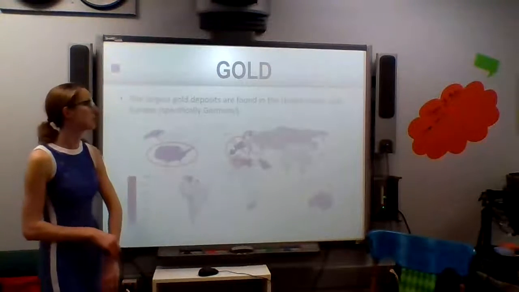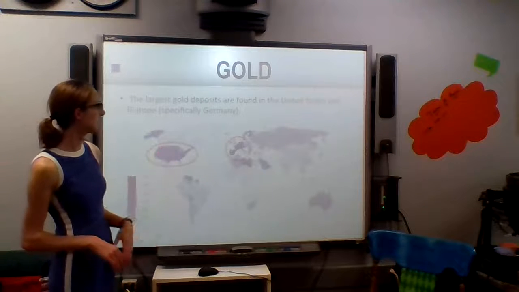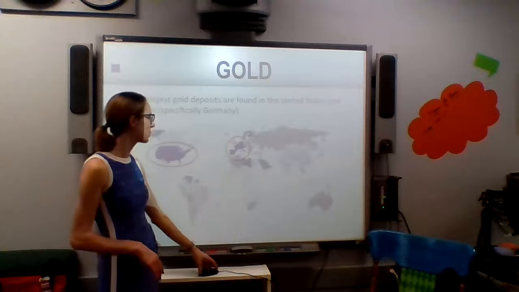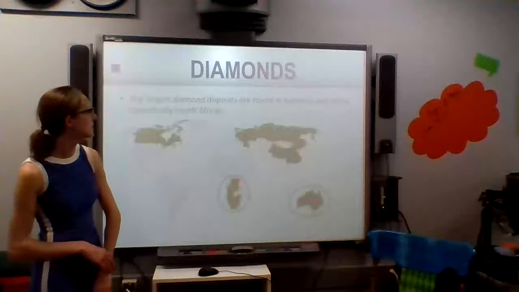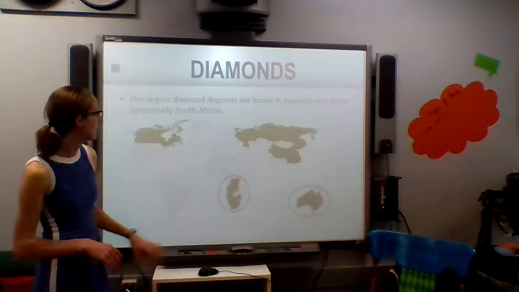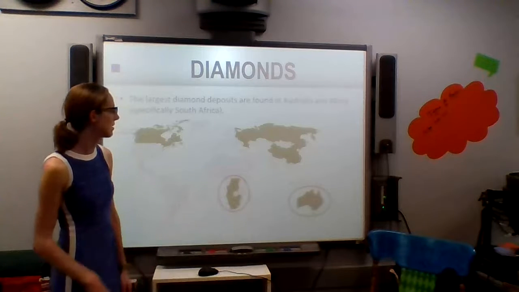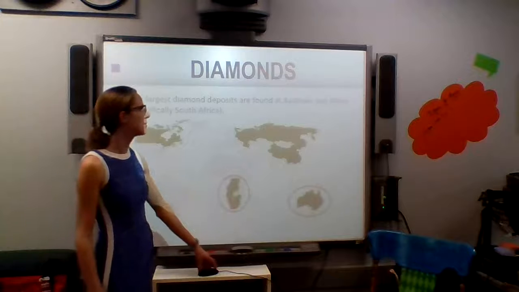So places with large gold deposits, the United States, and then Germany, or Europe, but specifically Germany seems to have quite a bit of gold. And then when we talk about diamond deposits, Australia, Africa, particularly the southern part of Africa, or South Africa, if you go all the way to the bottom of that continent.